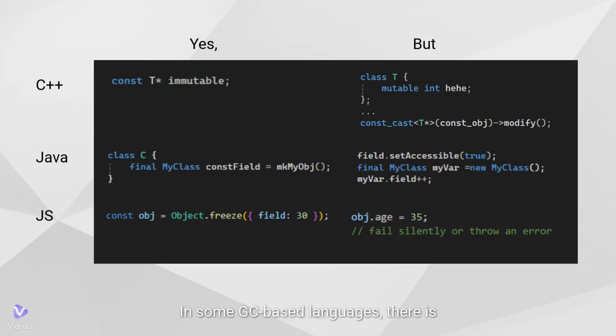In some GC-based languages, there is the concept of an immutable reference to an object, but not a reference to an immutable object. The honest, true, and complete support for immutability must be built into the language.